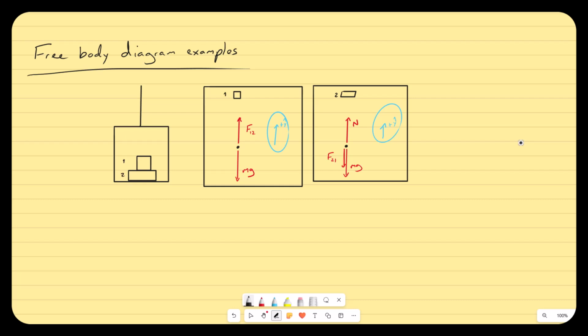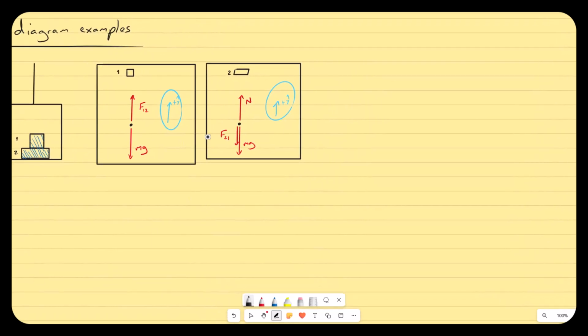One other thing that I should mention is this. I could treat this whole thing together kind of as one object. Depending on the problem, that might be helpful. So let me show what that might look like if I wanted to draw a free body diagram for that. So now my shape looks like this. And this is 1 and 2 together.